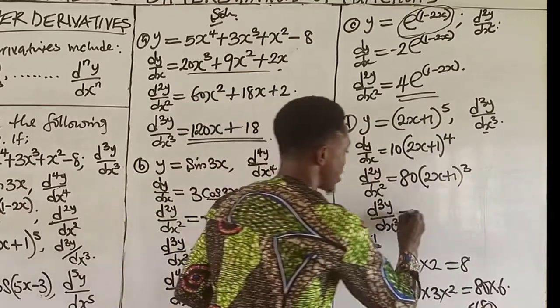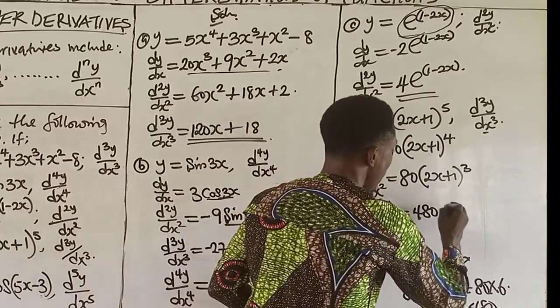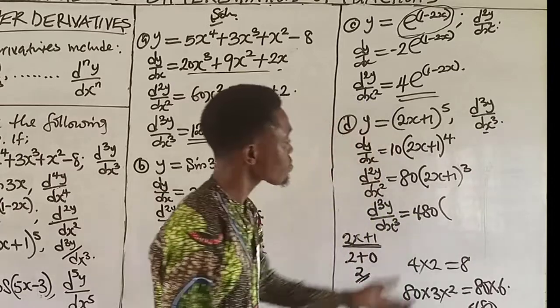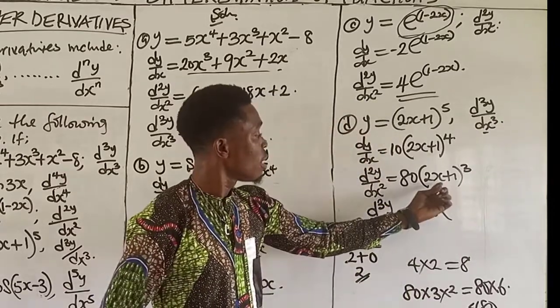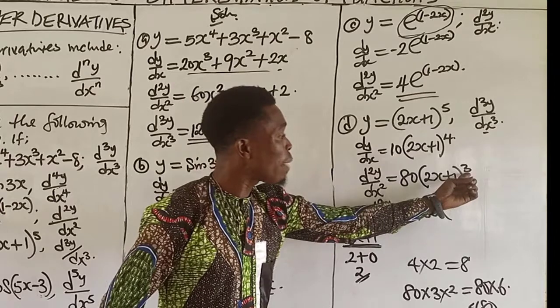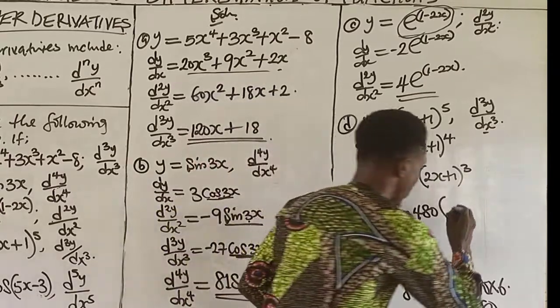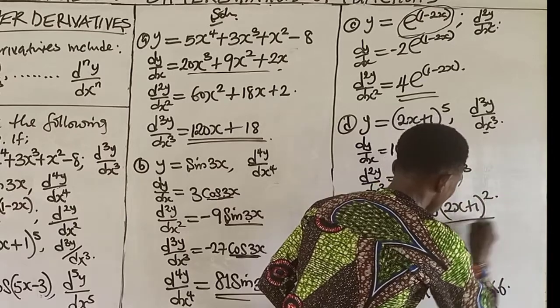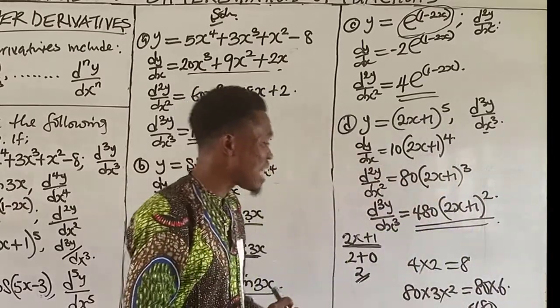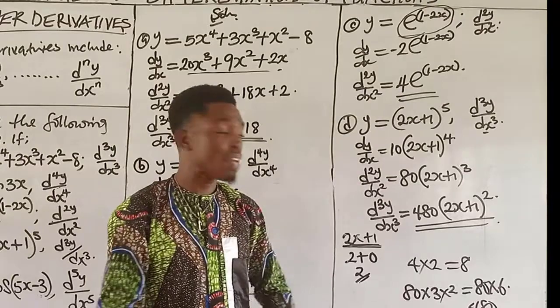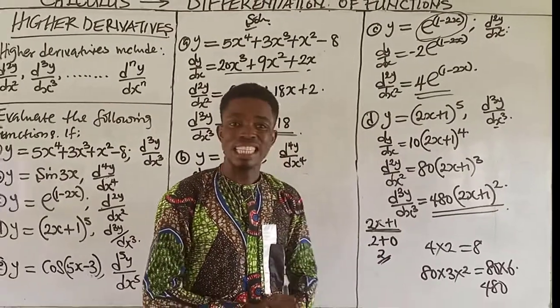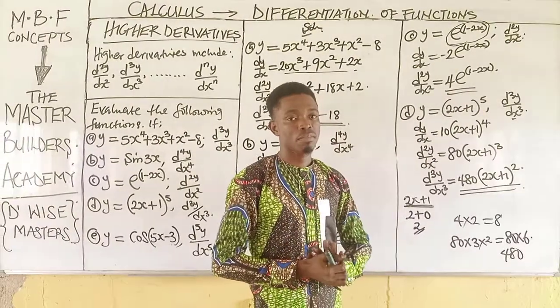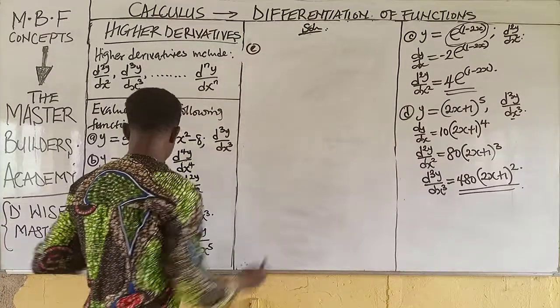Then we put this as 480, open bracket. Now reduce the power by 1. This will give us 2x plus 1 raised to the power of 2. This is the answer to this very question. It's as simple as this. Simple as ABC. Okay.